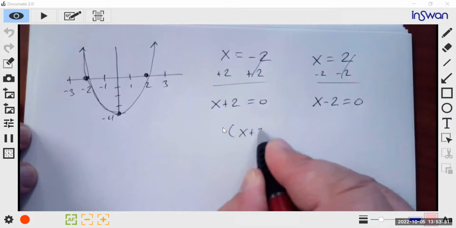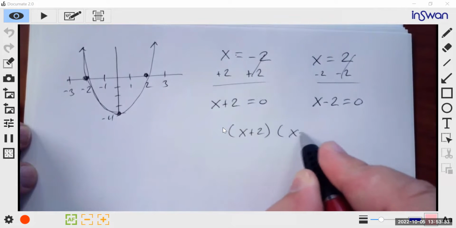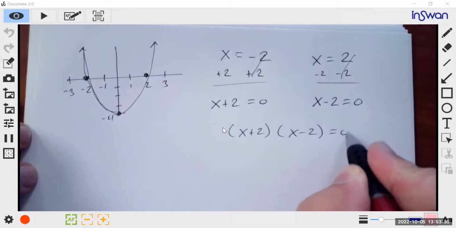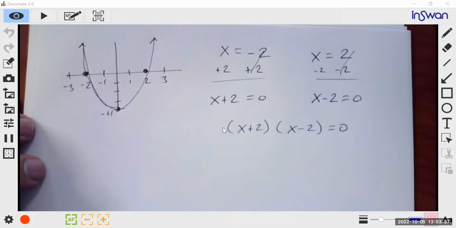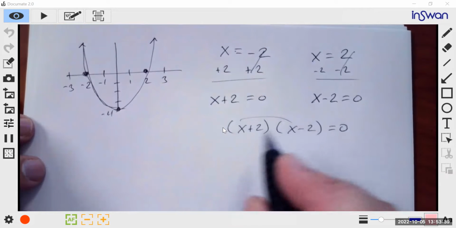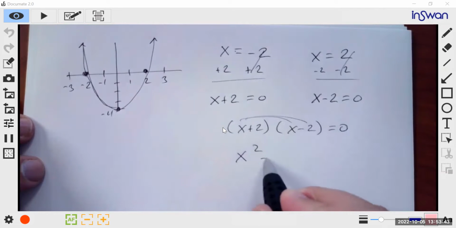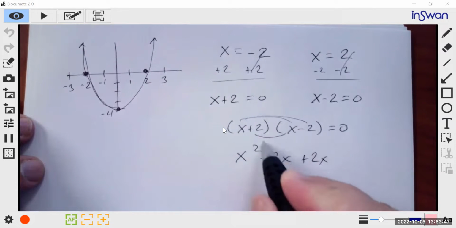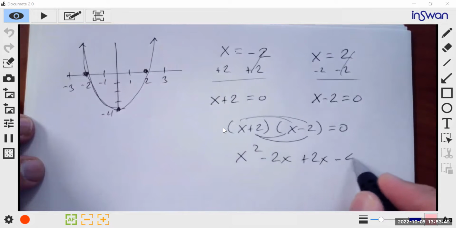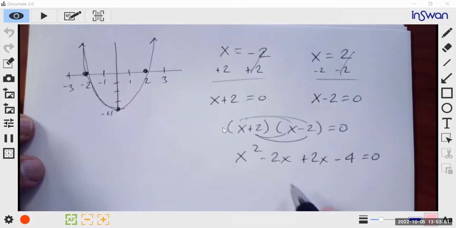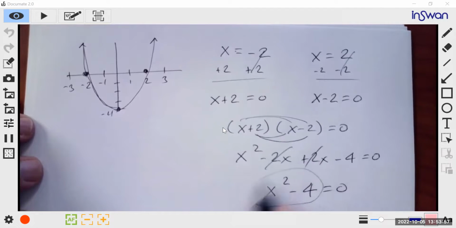We have to multiply them together. Now we got a FOIL. Minus 2x plus 2x minus 4. These two cancel, so they're opposite signs. There's your function.